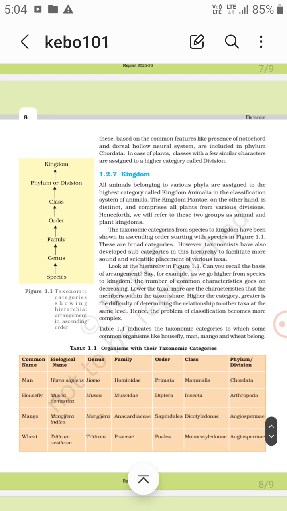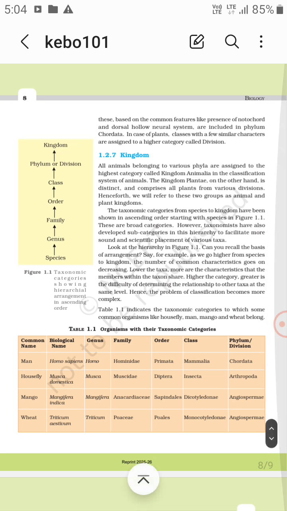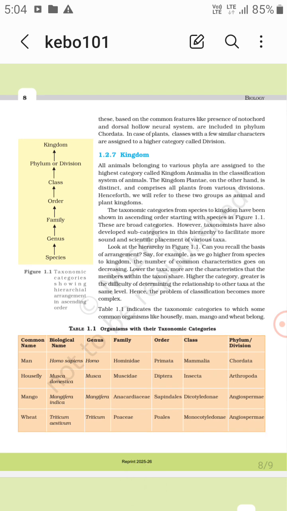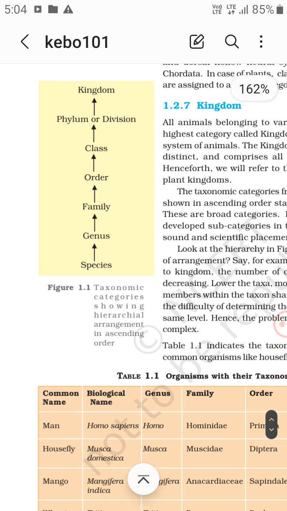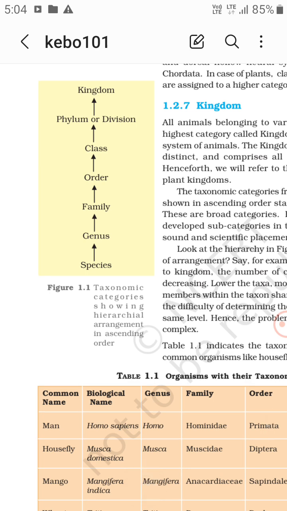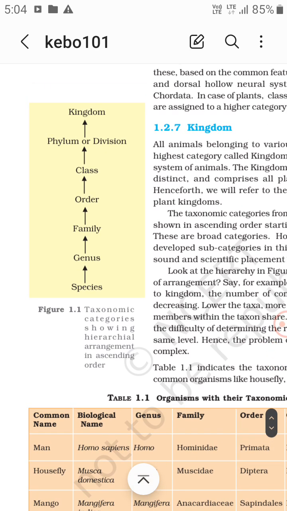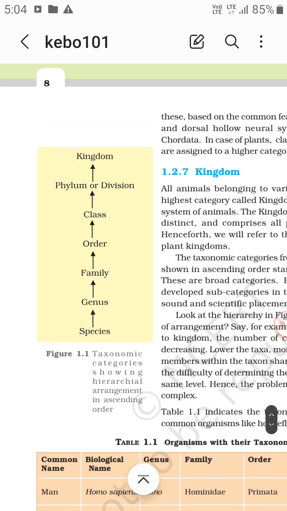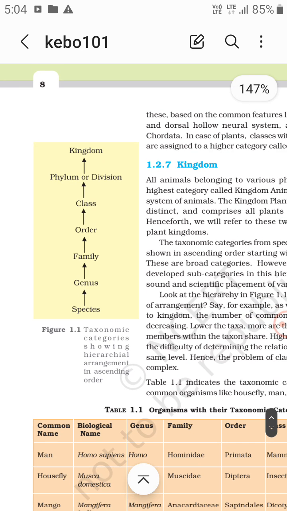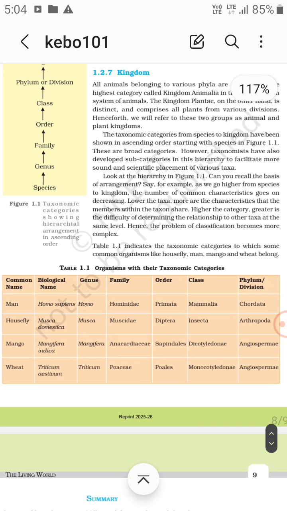Now, the taxonomic categories from species to kingdom have been shown in ascending order, starting with species. Now, the lower the taxa, the more are the characteristics that the members within the taxon share. The higher the category, the greater is the difficulty of determining the relationship to other taxa at the same level. Hence, the problem of classification becomes more complex. Now, taxonomic categories show a hierarchical arrangement in ascending order, right? Species, then genus, then family, then order, then class, then phylum or division, and then kingdom.